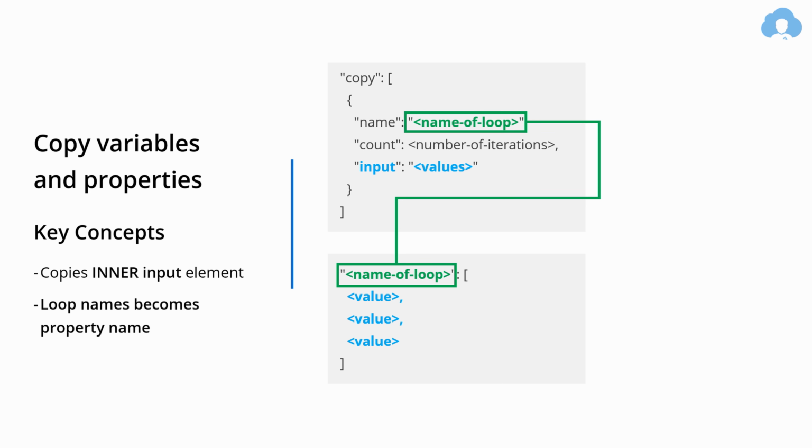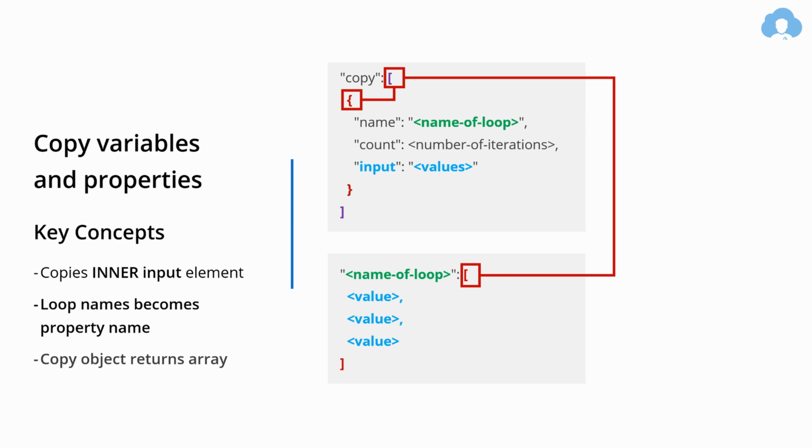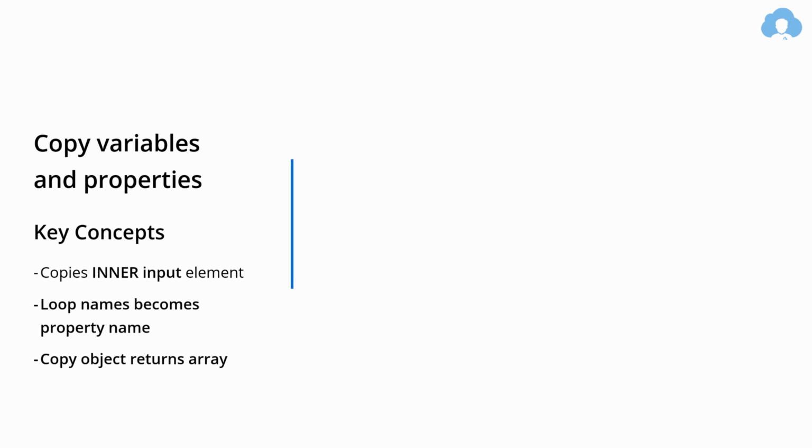And lastly, it's just a syntax note. When specifying the block for the copy, it's an object within an array, but it always returns an array, so remember about it. So let's grab an example.